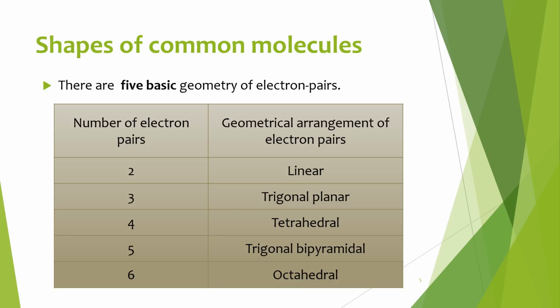When the total number of electron pairs is equal to 2, the geometrical arrangement of electron pairs, or the geometrical shape, is linear. When it has 3 electron pairs, the geometrical shape is trigonal planar. When the number of electron pairs is 4, the shape is tetrahedral. When the number of electron pairs is 5, it will have a geometrical shape of trigonal bipyramidal. And lastly, when the number of electron pairs is equal to 6, the geometrical shape is octahedral.